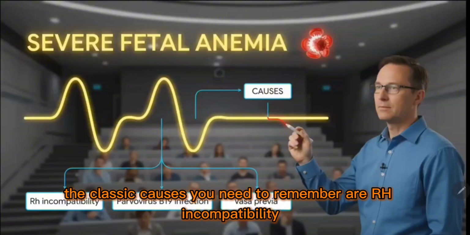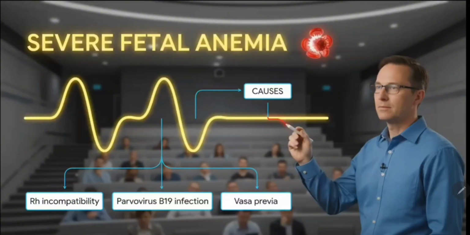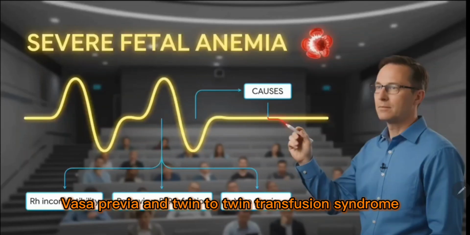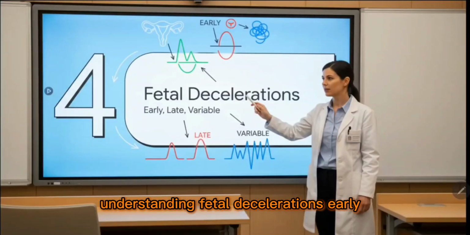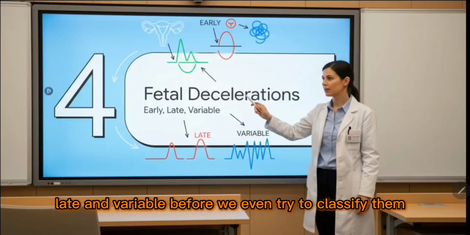The classic causes you need to remember are Rh incompatibility, parvovirus B19 infection, vasa previa, and twin-to-twin transfusion syndrome. All right, let's jump to Section 4. Understanding fetal decelerations: early, late, and variable.